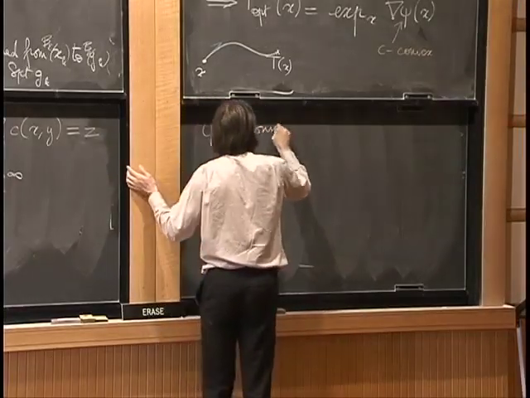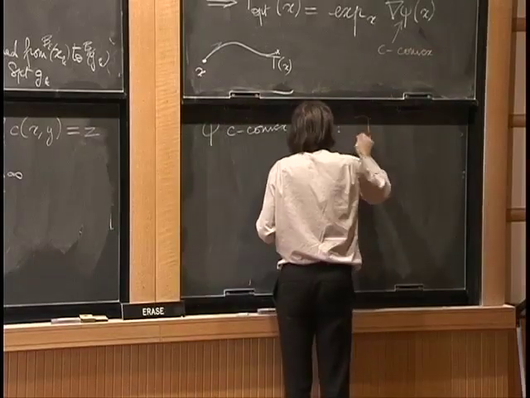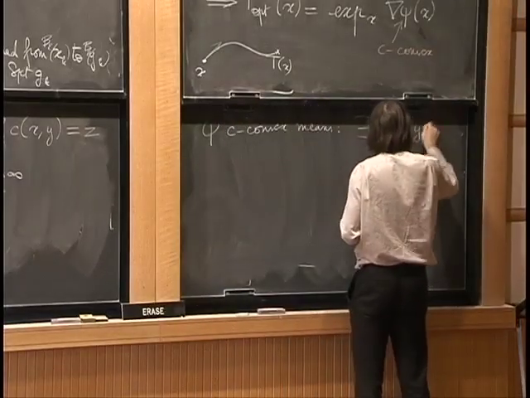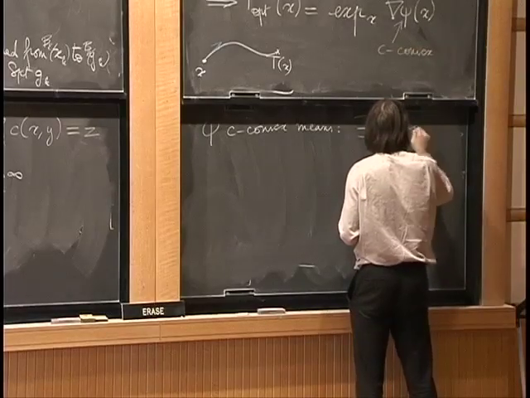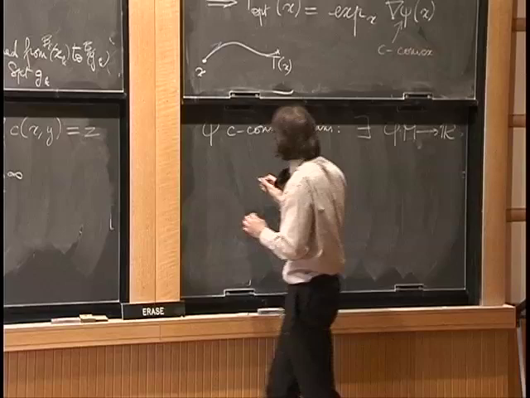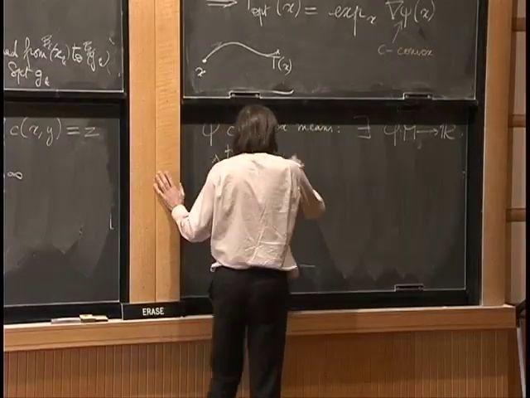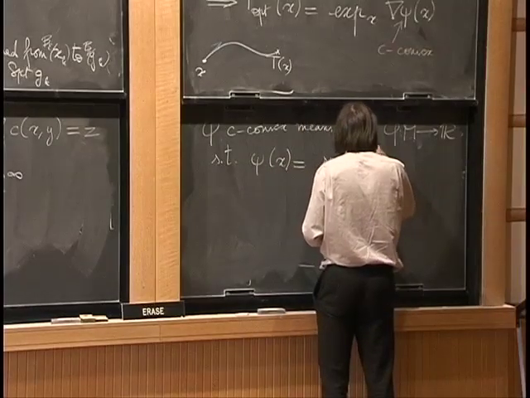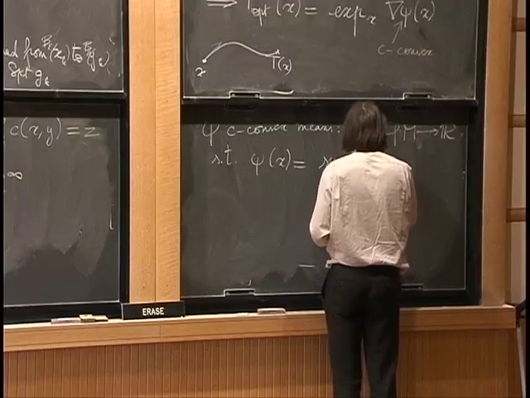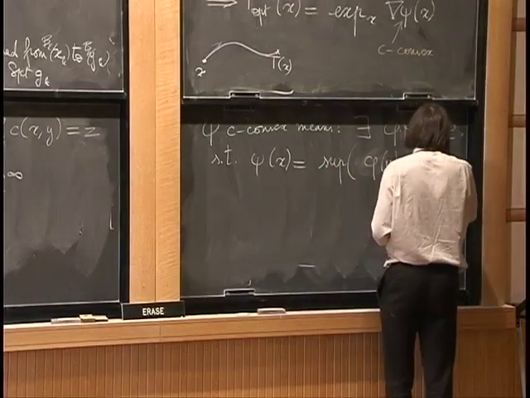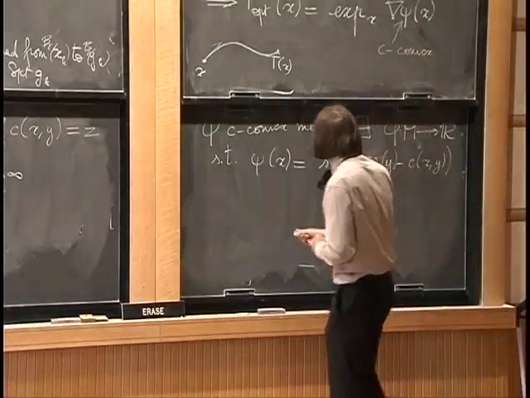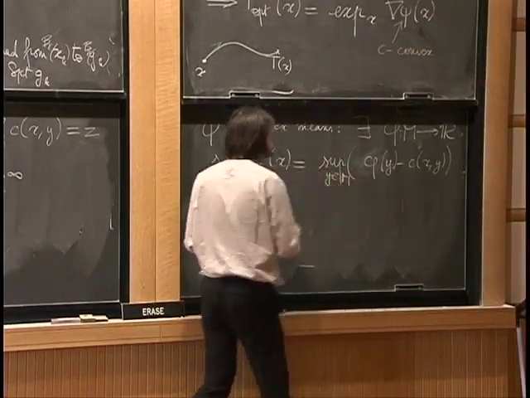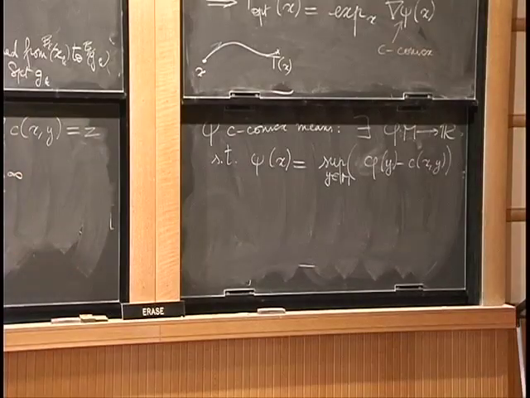So psi is c-convex, which means that there exists some function phi of y, phi from M to R, such that psi of x, for any x, is the supremum over y of phi of y minus c of xy. So it's like a Legendre transform, except you don't put a scalar product because this has no meaning. Instead, you put square distance.